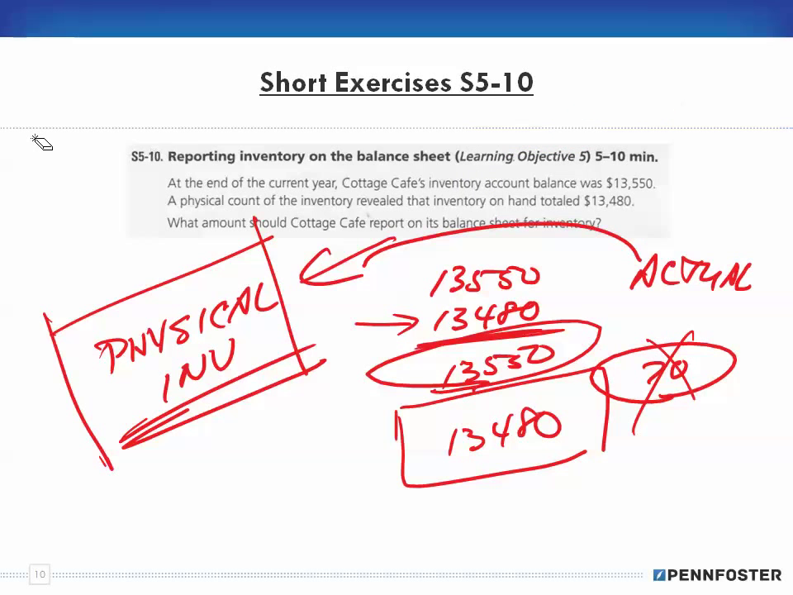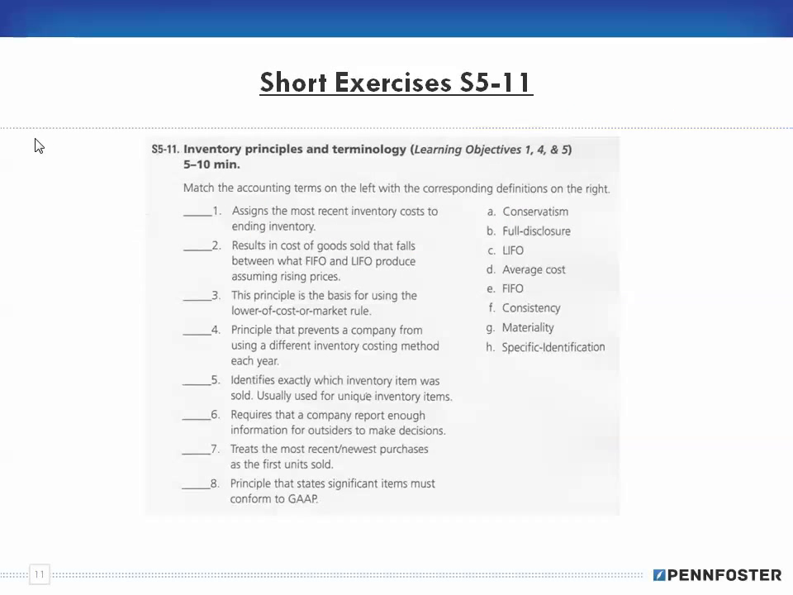All right, let's see, 11. All right, again, here's the concepts, okay? I don't know the definitions, I understand the concepts, that's what's important. All right, so match the accounting terms, so we're going to do matching, okay?